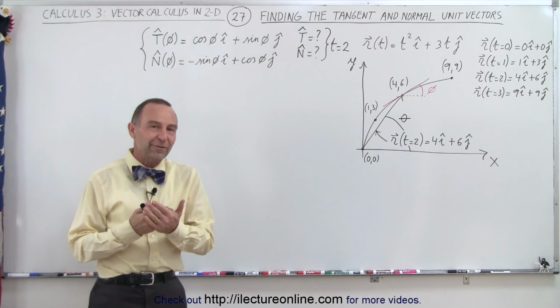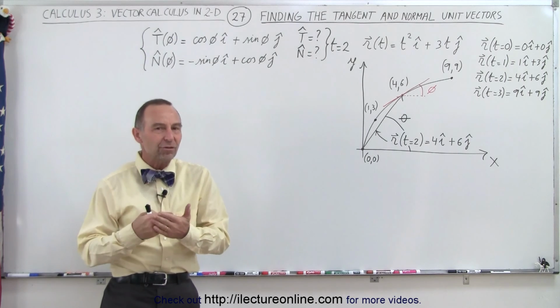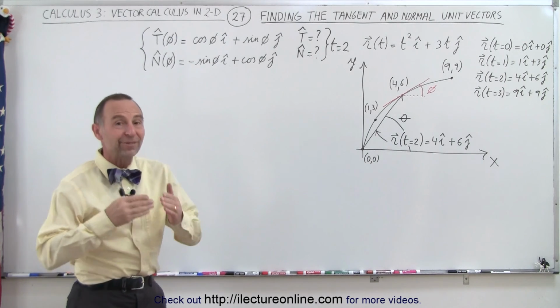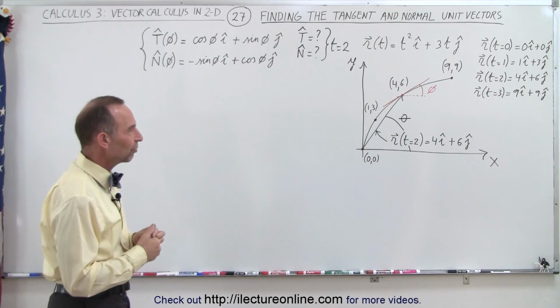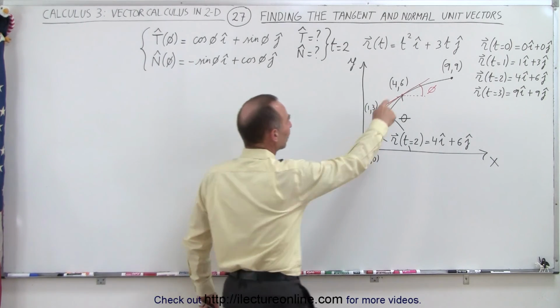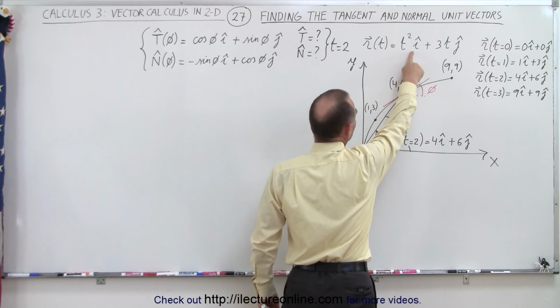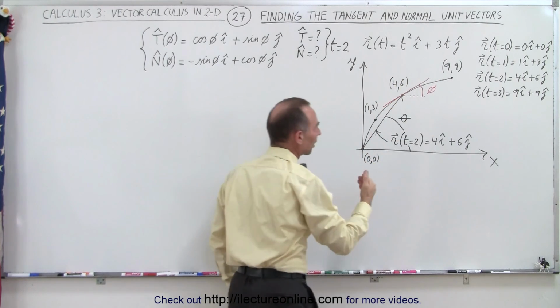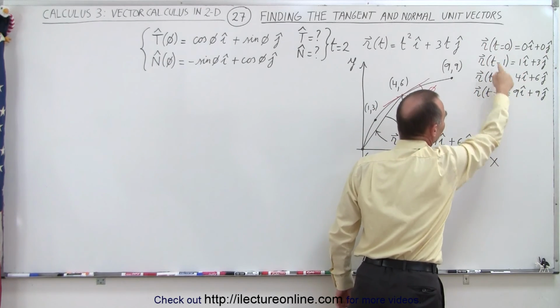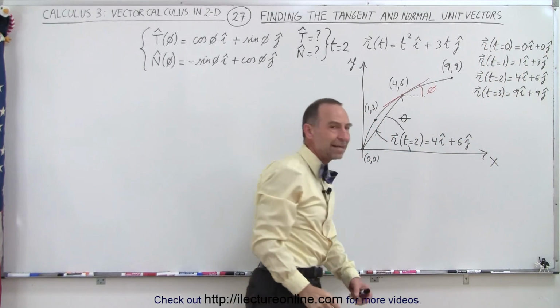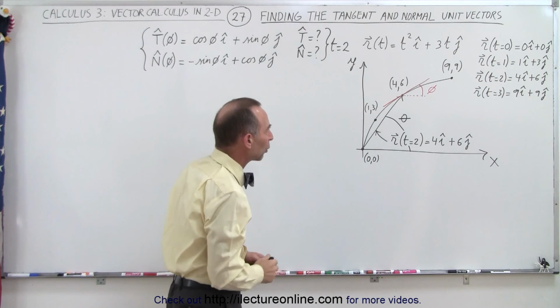Here we're going to try to find the unit normal and unit tangent vector of both the position vector and the curve associated with the position vector. The position vector is defined here as t squared in the i direction plus 3t in the j direction, and I've figured out where it points to for various values of t, being the parametric variable in the equation.